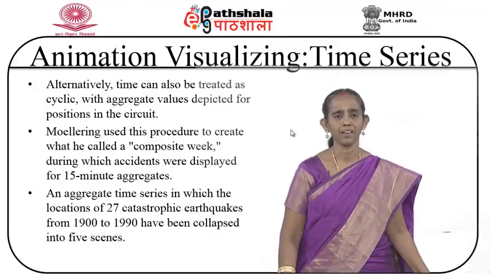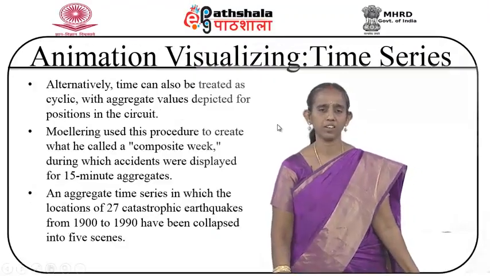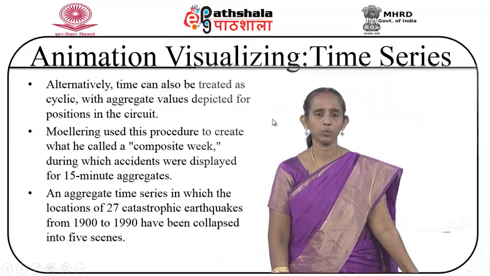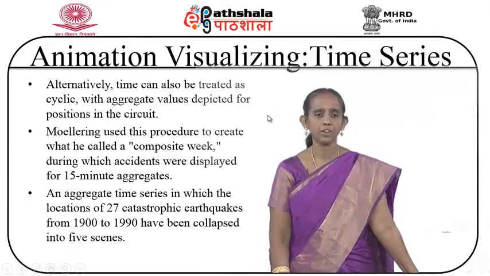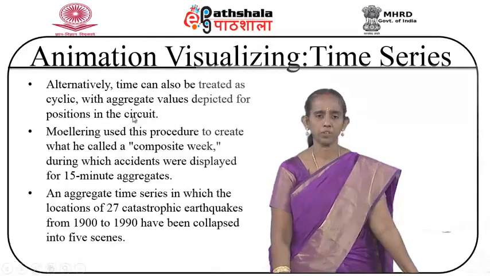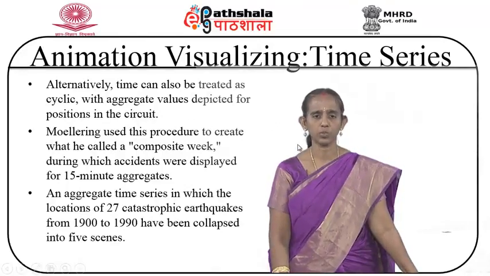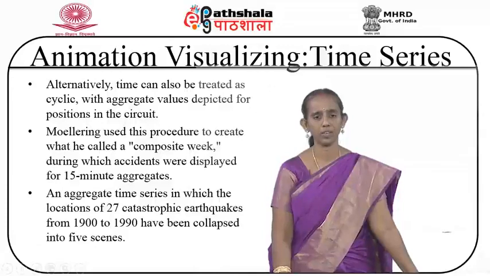So next to time series data, alternatively, the time series data can also be treated as cyclic with aggregate values depicted for positions in the cycle. Morling used this procedure to create what he called a composite week, during which accidents were displayed for 15-minute aggregates.